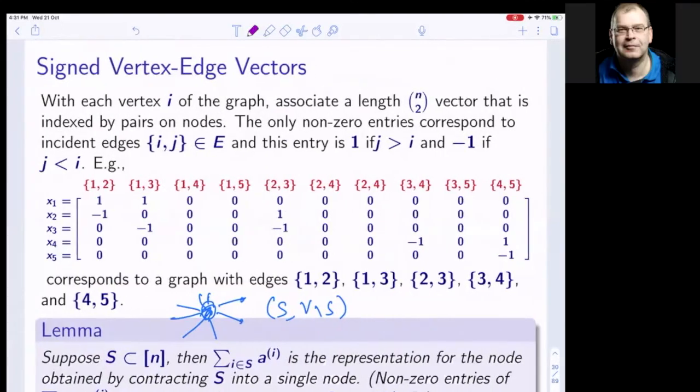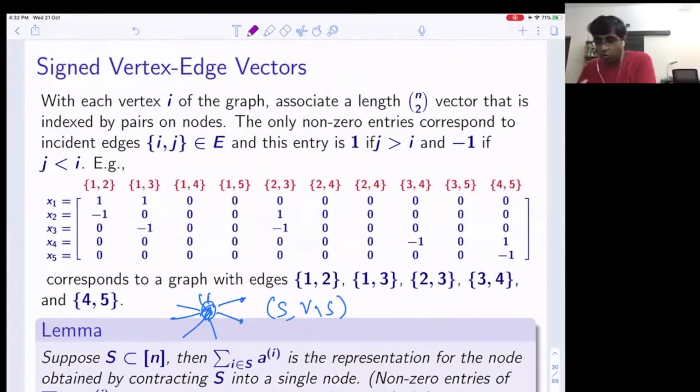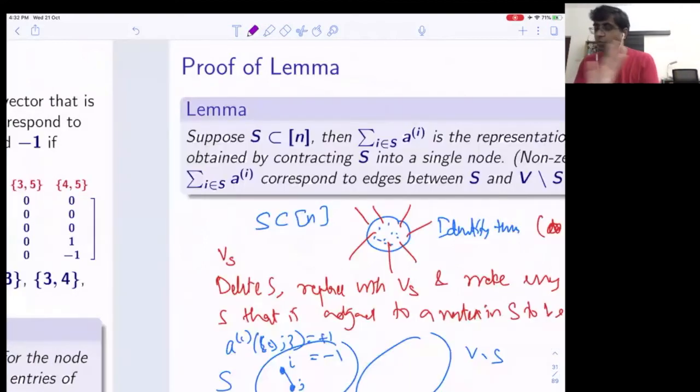And this is why it is important and interesting for us, that when we sum up these vectors, only those non-zero entries are left to be non-zero which correspond to an edge with one endpoint inside S and the other endpoint in V minus S. Okay, so this is proved by picture.